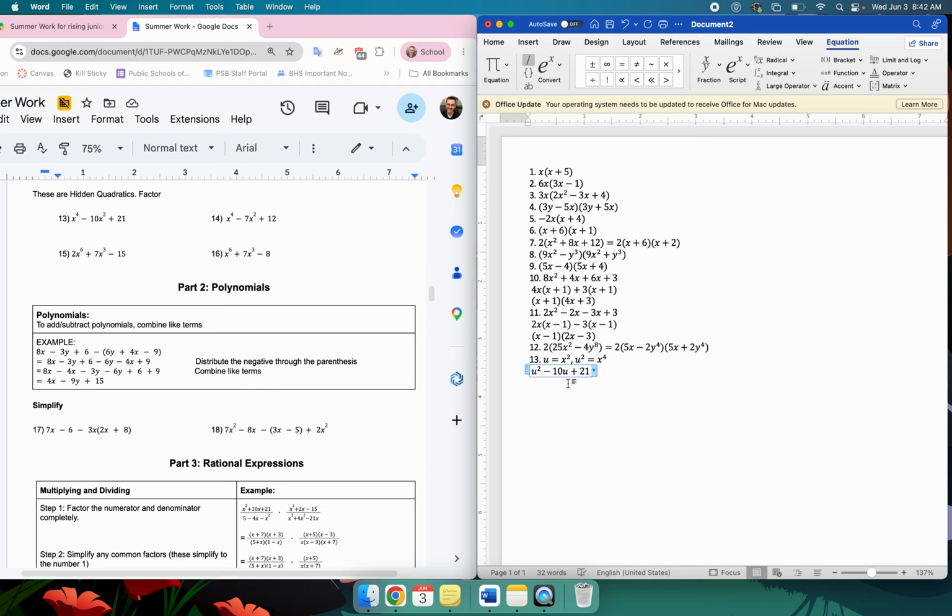Not just a quadratic in structure, but literally a quadratic. And so we can factor it in the usual way: it's 3 terms where the lead coefficient is 1. I'm going to look for a pair of numbers that multiply to 21 and add up to negative 10. That's negative 3 and negative 7. So this factors as u minus 7 times u minus 3.